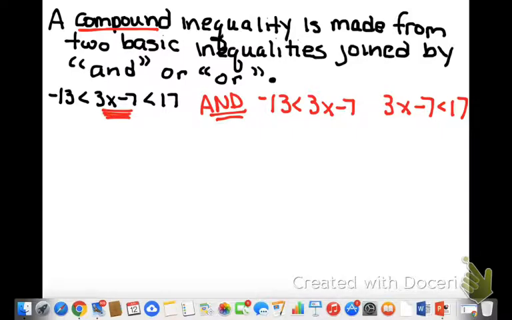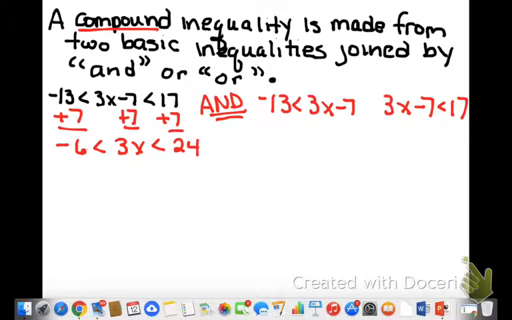So we used the middle expression twice. But we don't have to break it apart. What we can do is just start with adding 7 on both sides. So we end up getting negative 6 is less than 3x is less than 24, and then we're going to divide all terms by 3. So negative 2 is less than x, and x is less than 8. And now we're going to graph it.